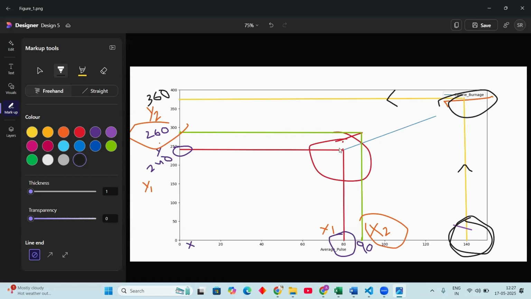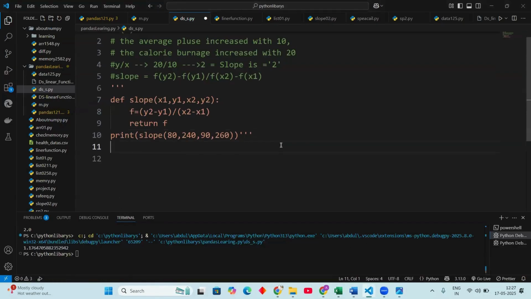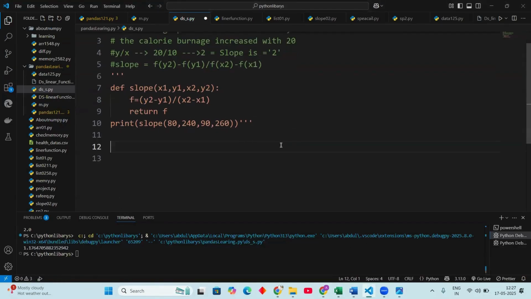Now for this prediction, I have to confirm the prediction. So let us write code for confirming the prediction. In this case, I also introduce one new function for you. It is useful and helpful for us.